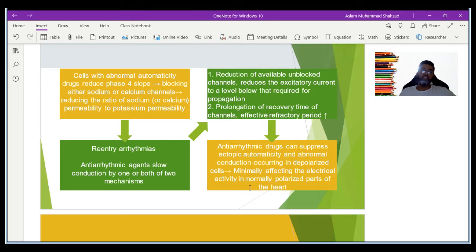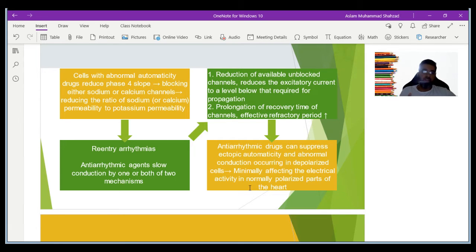And when we discuss this point, the main thing that is important is that they are responsible for reducing the ratio of sodium or calcium compared to the potassium permeability. So what these drugs are doing is increasing the potassium level and reducing the sodium level, and that is one of the ways that these drugs are responsible for slowing the conduction.